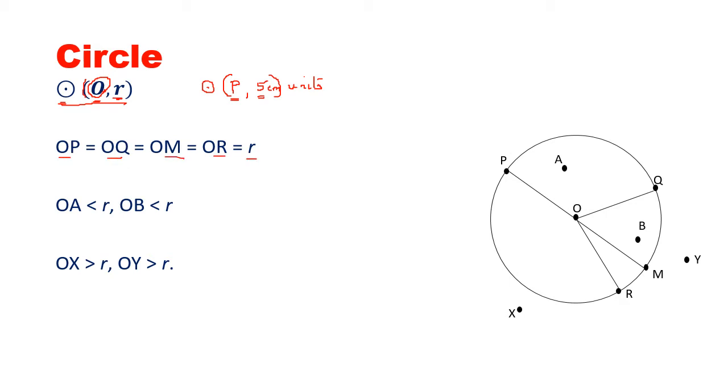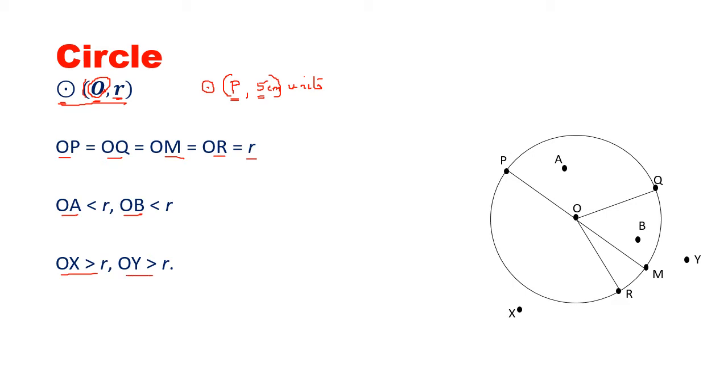Now if you look at OA, since A lies inside the circle, OA is less than the radius. Even B lies inside the circle, so OB is less than the radius. X lies outside the circle, so distance OX is greater than R, and the point Y lies outside the circle, so OY is greater than R.